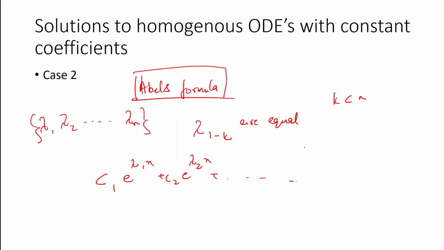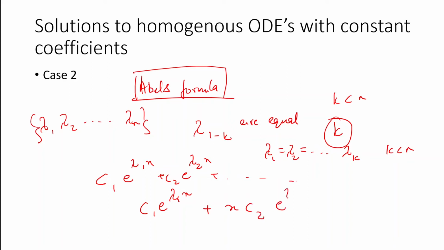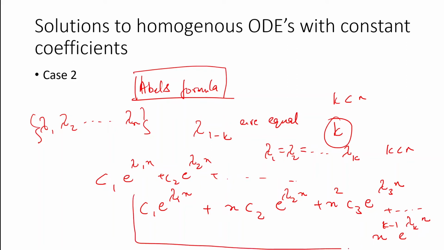It's like this. If there are k solutions, then we consider multiplicity. c1 e to the power lambda 1x is our first. Now we know lambda 1 is equal to lambda 2 all the way up till lambda k, and k is strictly less than n. So c1 e to the power lambda 1x plus x c2 e to the power lambda 2x plus x square c3 e to the power lambda 3x all the way up till x to the power k minus 1 ck e to the power lambda kx. So this is how we write the solution for those k roots.